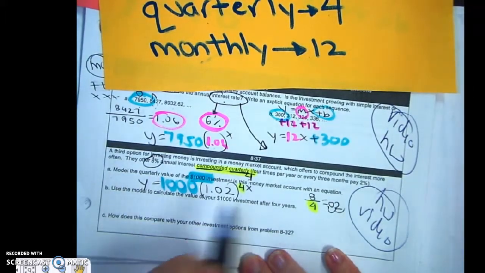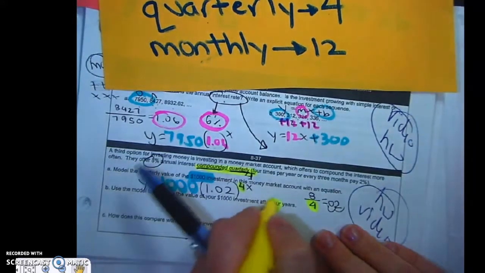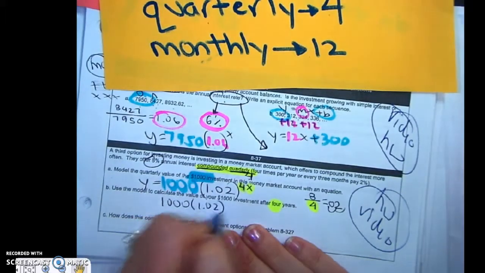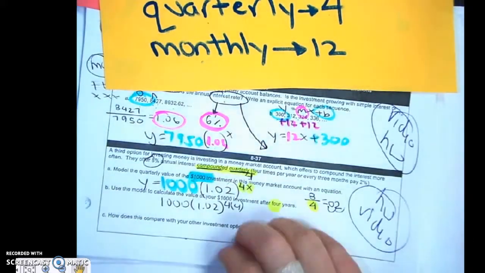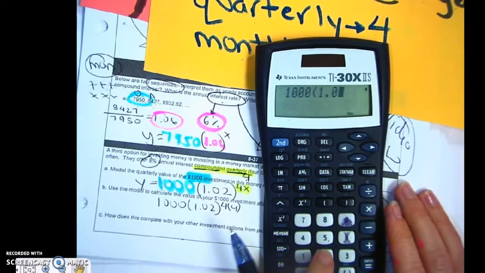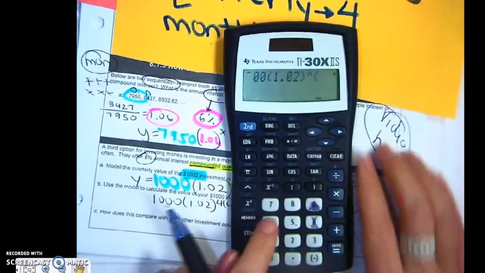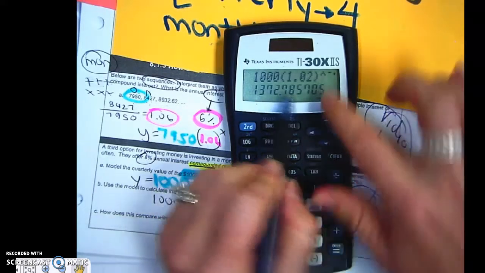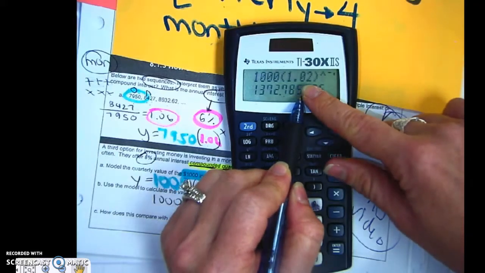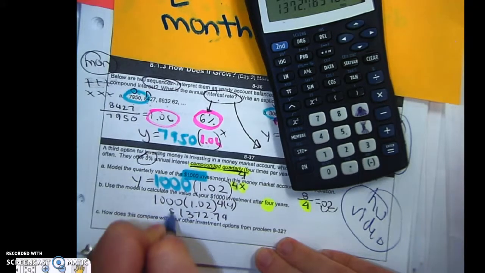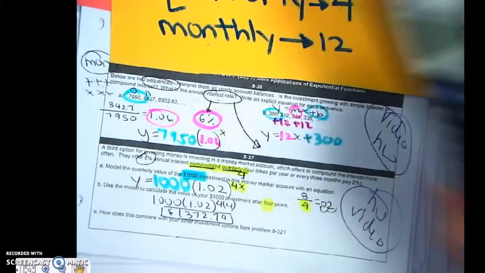They want you to calculate it after 4 years. So take 4, plug it in for x. And then I pick up my calculator. And I go 1,000 times 1.02 to the, and practice doing this, parenthesis, 4 times 4, end parenthesis, and I get 1372.78, but the 5 makes it 79. So 1372.79, and that is my total money after 4 years.